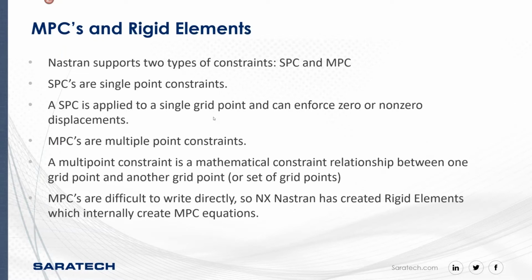All right. So NASTRAN has two types of constraints. The first one is an SPC, or single point constraint. The second one is an MPC, a multi-point constraint. A single point constraint is applied to a single grid point or node, and with that you can enforce zero or non-zero displacement. So you could apply, we'll just say, an enforced displacement. So you want the node to move a value, or you can say this node is not allowed to move a value.